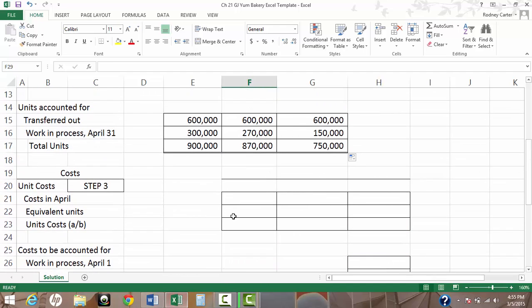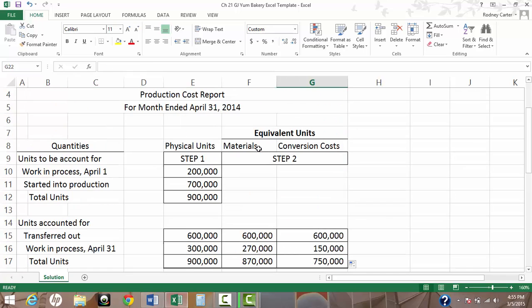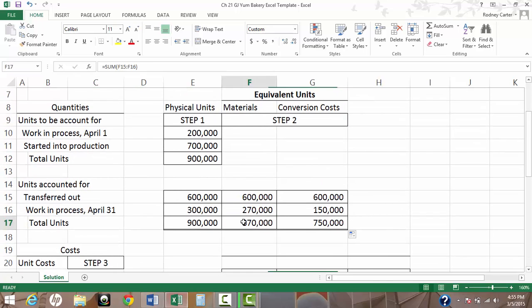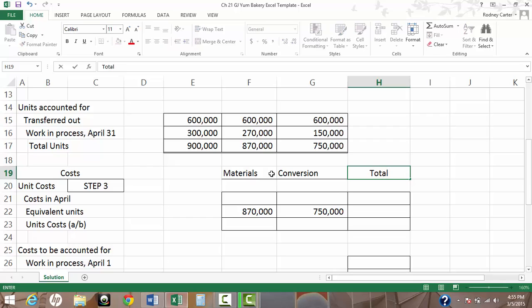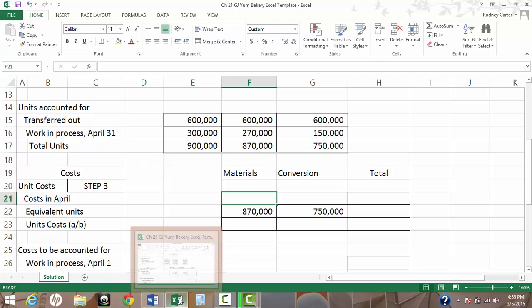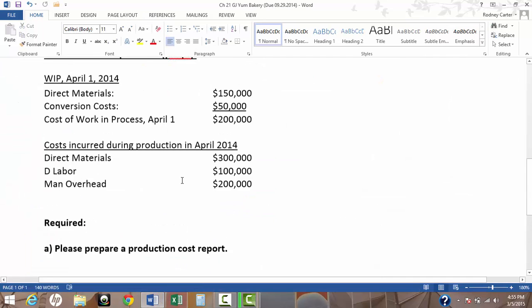Okay, the first thing we're going to do, we know the equivalent units because you'll remember that up here we calculated the materials equivalent units and the conversion costs. So we're going to bring these down, 870 and 750. I'll also make another header here so that you can see what we're talking about. Now, costs in April, we're going to come back and look.